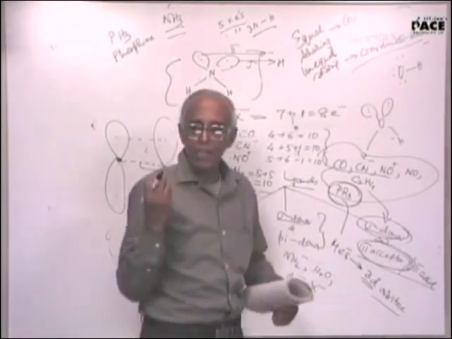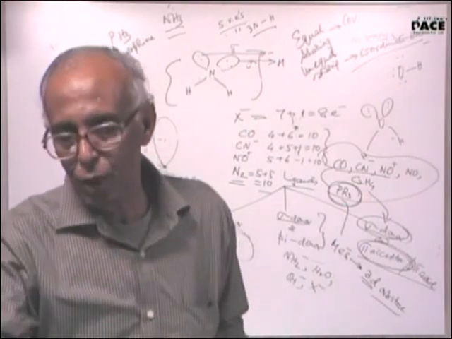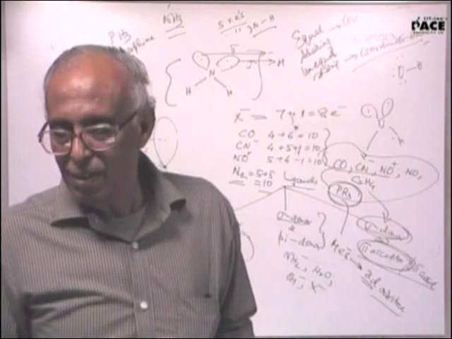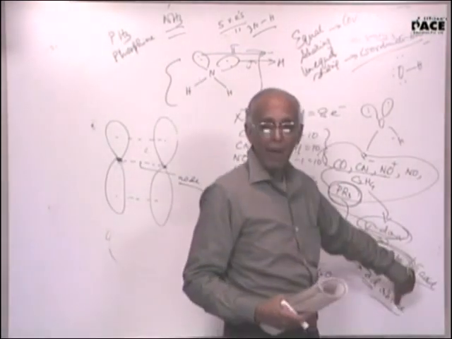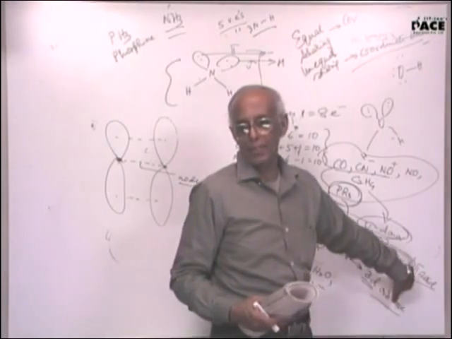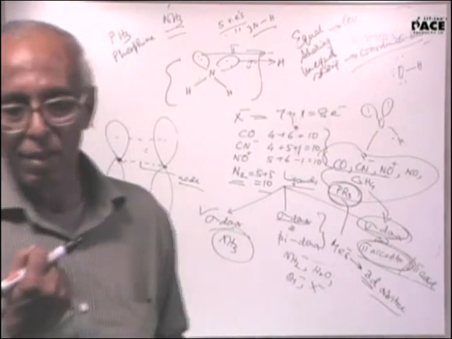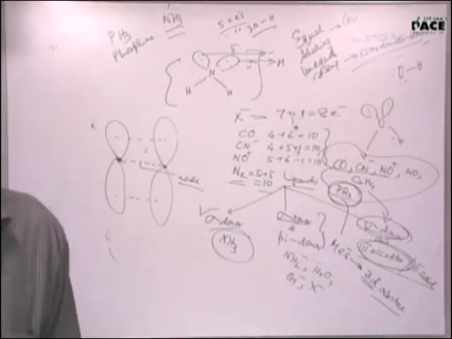And which accepts electron is a Lewis acid. Which gives electron is a Lewis base. Which accepts electron is a Lewis acid. So, that is why I have written pi acceptor or pi acid ligand. The ligand which accepts the electron from the metal is called a pi acceptor or pi acid ligand.